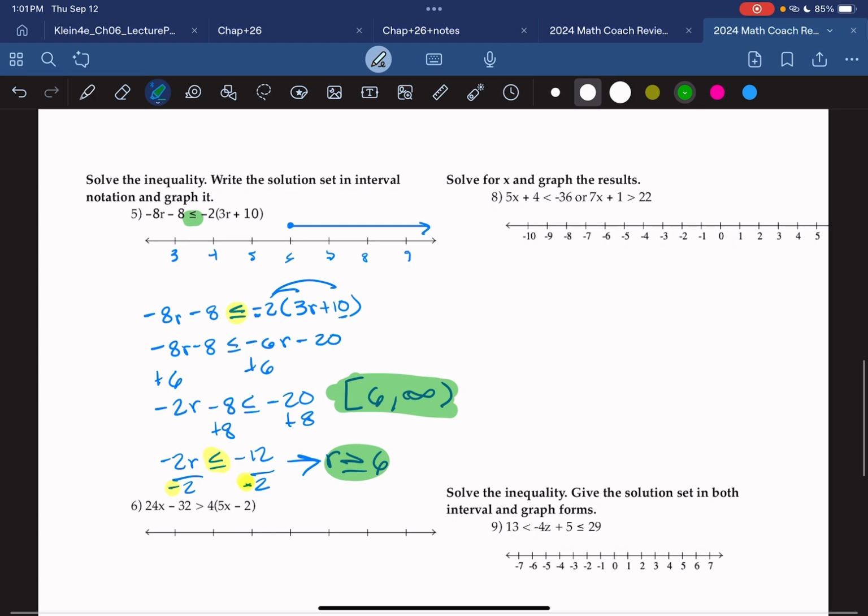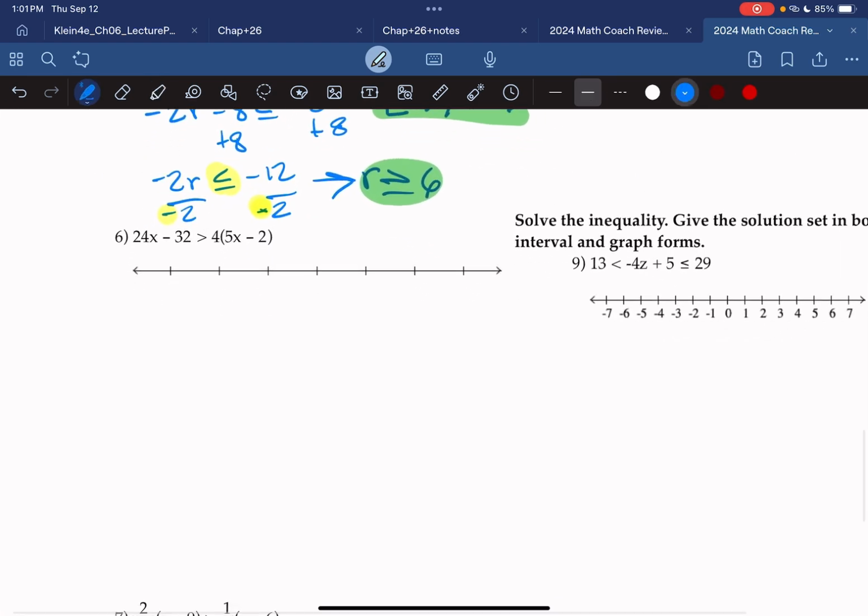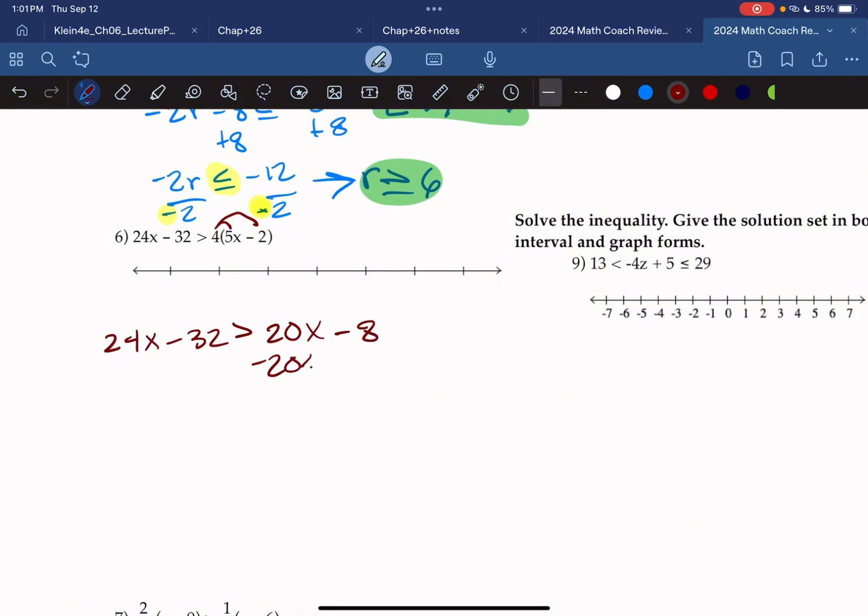And now let's move on to number 6. Quite similar, same type of problem. Let's go. 24x minus 32 is greater than, let's distribute, 4 times 5x, 20x, 4 times negative 2, negative 8. And now we would solve just like any other equation. Minus 20x, minus 20x. 24x minus 20x is 4x. 4x minus 32 is greater than negative 8.